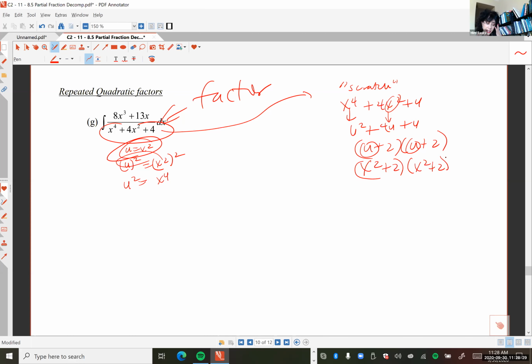So what I'm saying is that the denominator, if you factor it over the set of integers, is a repeated irreducible quadratic.